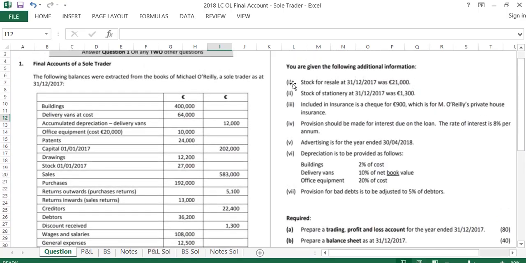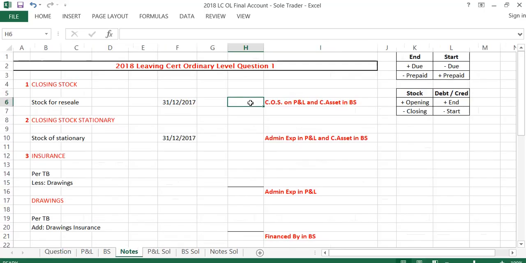The first note says the stock for resale at the end of the year was 21,000. So that's just our closing stock of 21,000. That closing stock will go in cost of sales in the P&L, and it will also go as a current asset in the balance sheet, like always with closing stock.